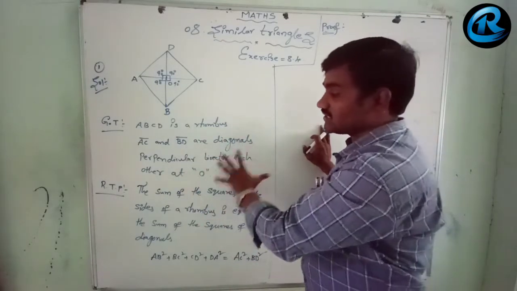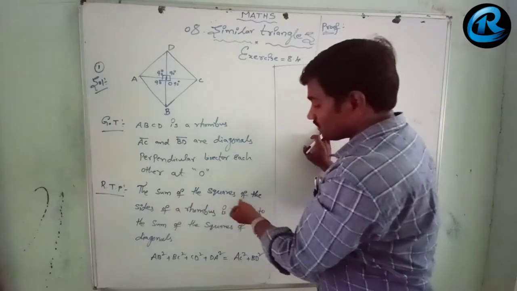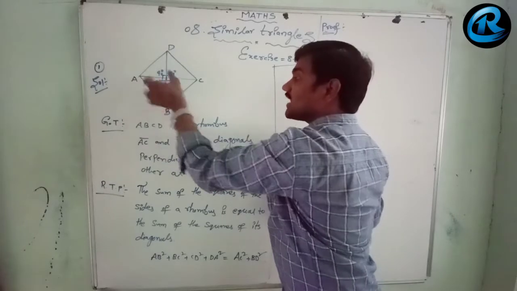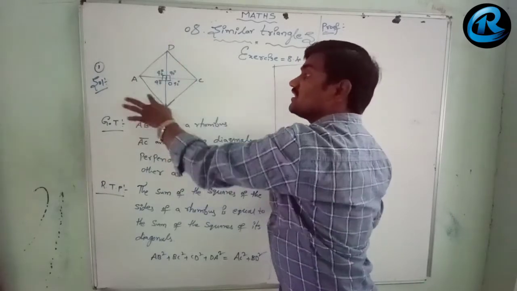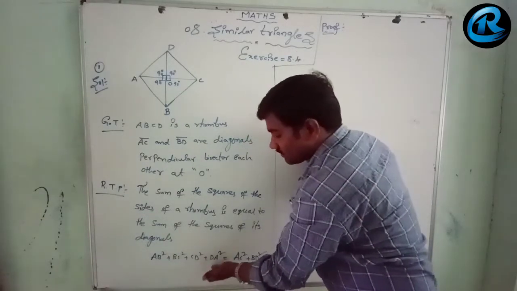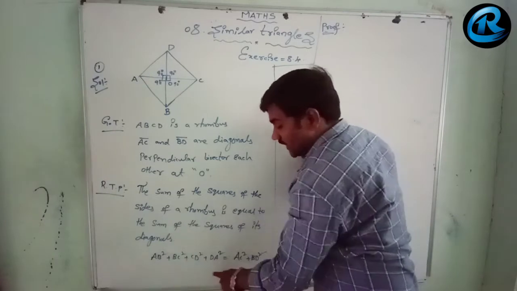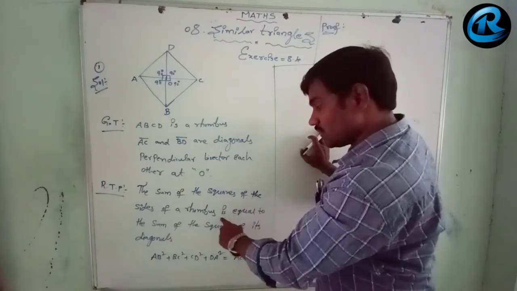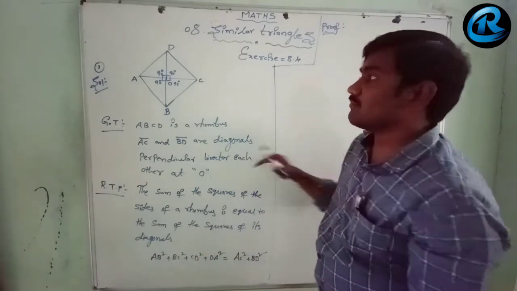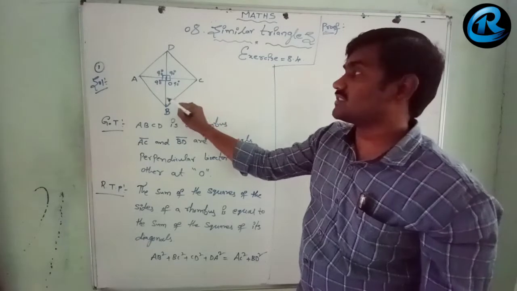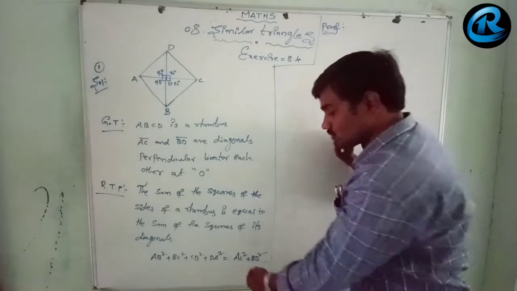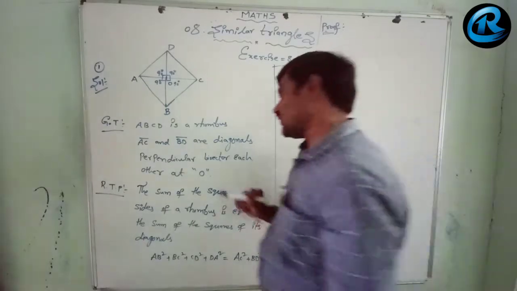What we have to prove in this? See, the sum of the squares of the sides. What are the sides here? AB, BC, CD and DA. The sum of the sides and their squares: AB square, BC square, CD square and DA square. That means this is equal to the sum of the squares of its diagonals. What are the diagonals here? AC and BD. So AC square plus BD square. This is what we need to prove.